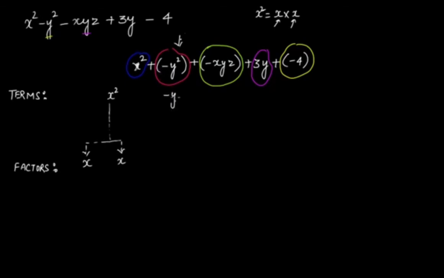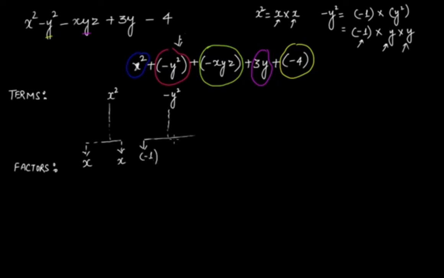The next term is minus y squared. Now here's the thing. Whenever you are dealing with a term which has a minus sign associated with any variable, you have to think of that term as, in this case we have minus y squared, think of this as minus 1 times y squared. Now this minus 1 remains as it is, and this y squared can be written as y times y, right? So one factor is minus 1, another one is y, and another one is y. So it has three factors: minus 1, y, and y.